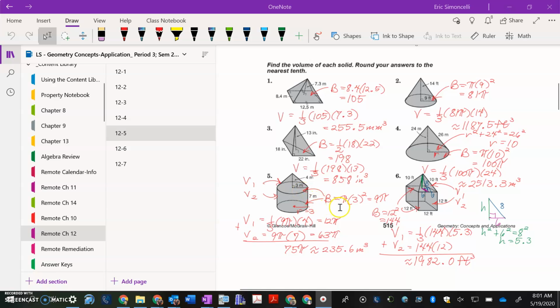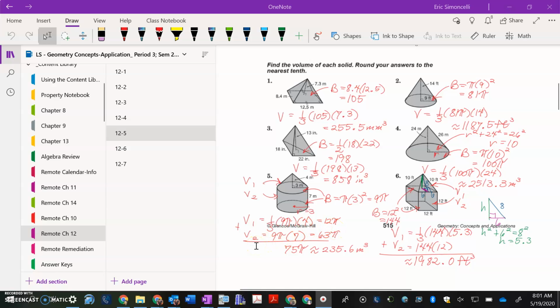So R equals 3. When I calculated capital B for both the cone and the cylinder, I was able to do pi times R squared, or pi times 3 squared, 9 pi. Then I used for V sub 1 our new formula, 1/3 times the area of the base times the height. So 1/3 times 9 pi times 4, which is 12 pi.